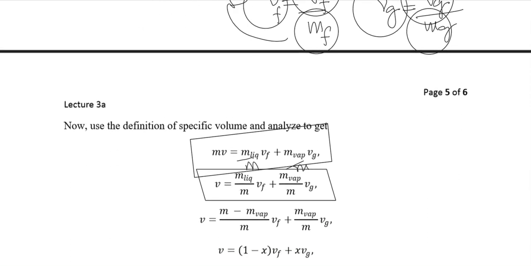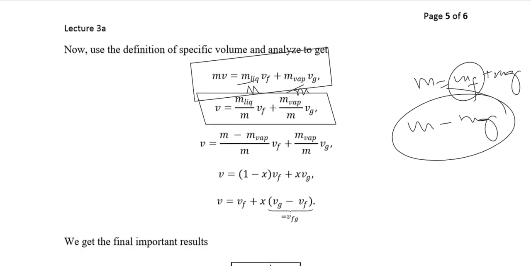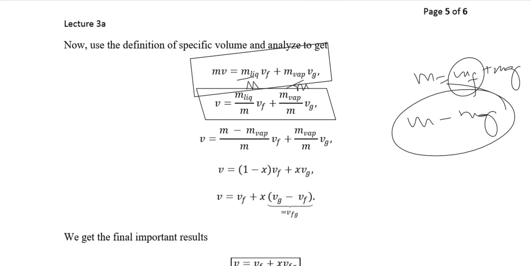Remember, for mass, total mass is equal to mass of the liquid plus mass of the gas. So that means mass of the liquid itself would be equal to total minus mg, so m minus mass of the vapor. So now we already defined mass of the vapor divided by m as the quality itself. So that would be 1 minus x for the liquid, and that would be x over here.